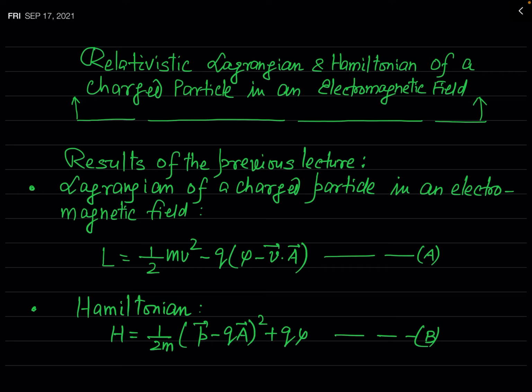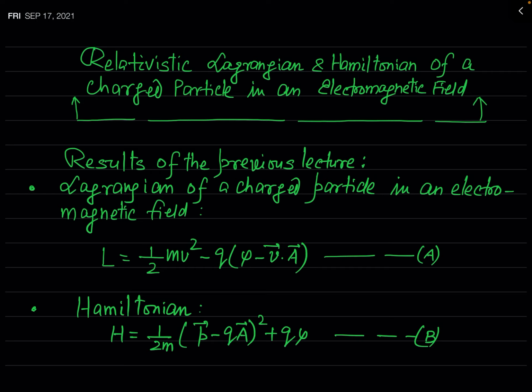But now we are going to find the same thing, that is, the expression for the Lagrangian and Hamiltonian of a charged particle in an electromagnetic field, but now we will consider the relativistic motion of the particle. It means if the charged particle is in relativistic motion, then what will be the expression for the Lagrangian and Hamiltonian of the particle? So our aim is to find the relativistic Lagrangian and Hamiltonian of a charged particle in an electromagnetic field.